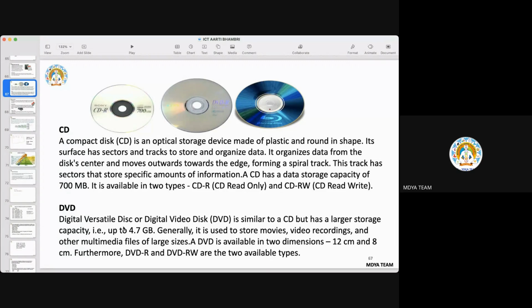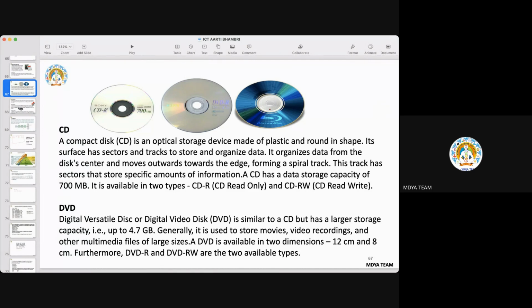So all three are optical storage devices, and a CD has storage capacity of around 700 to 800 MBs, and they are of two types: CD-R and CD-RW, meaning some you can read only, and then some CDs you can read and write. You can store your data, you can erase your previous data and rewrite it. Those CDs are also not in use currently.